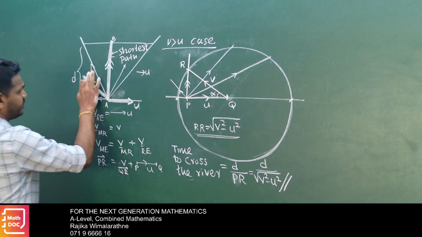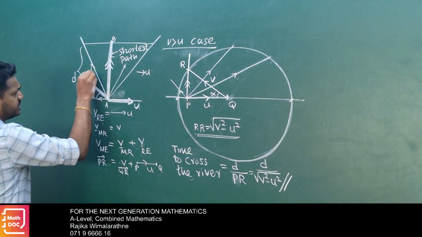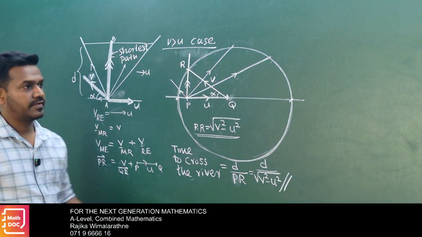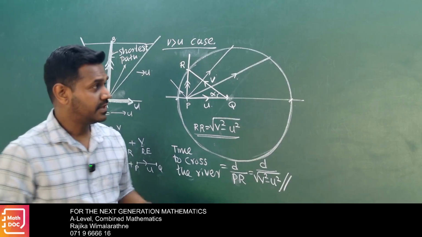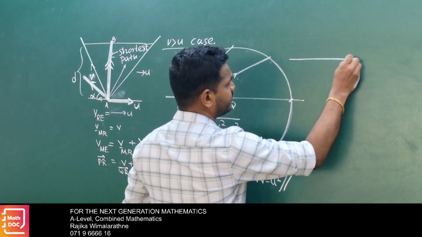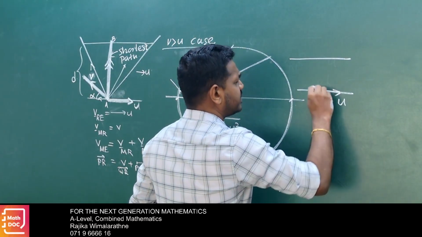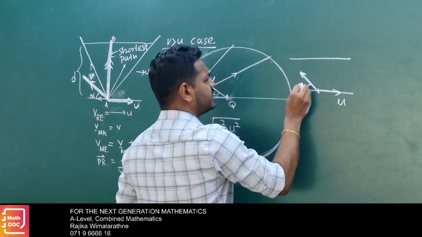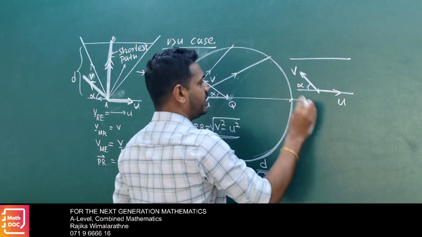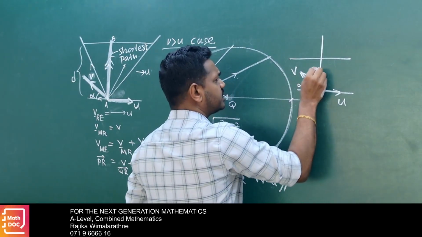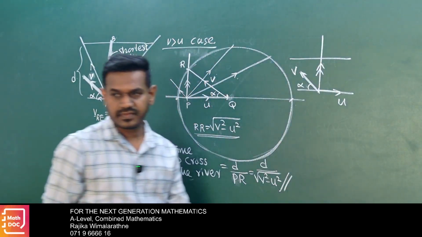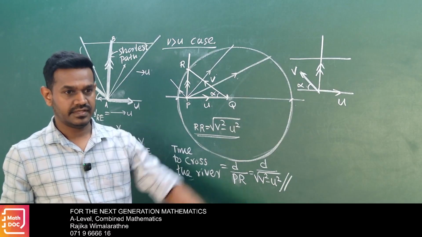This is V. Here this is V. So here the case: velocity of river U. Then he swims with velocity V at angle alpha. Then the resultant path becomes this. That is the resultant path.